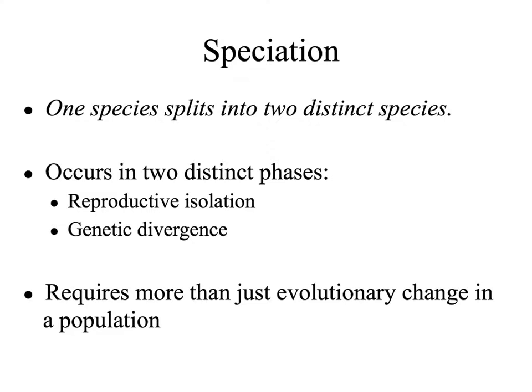This occurs in two distinct phases. First, there must be reproductive isolation. Second, there's genetic divergence, which is the accumulation of many genetic differences in the two populations that have been separated out. Generally, this requires more than just evolutionary change in the population. Remember, we have to have reproductive isolation as well.